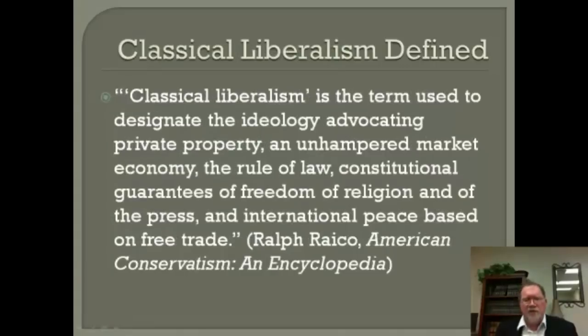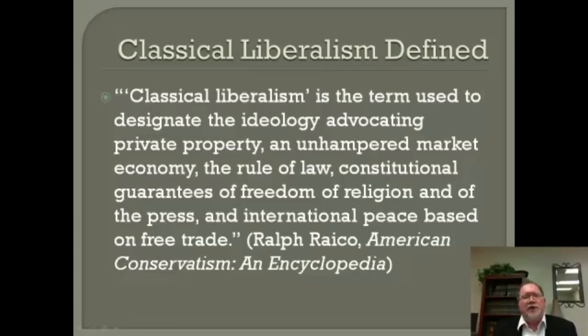Let's look at classical liberalism. And here again, we've got a definition from American Conservatism: An Encyclopedia. This article on classical liberalism was contributed by Ralph Raico, who some of you may know as a senior fellow of the Ludwig von Mises Institute, has done many things for the Mises Institute over the years, and his writings have been very widely distributed.